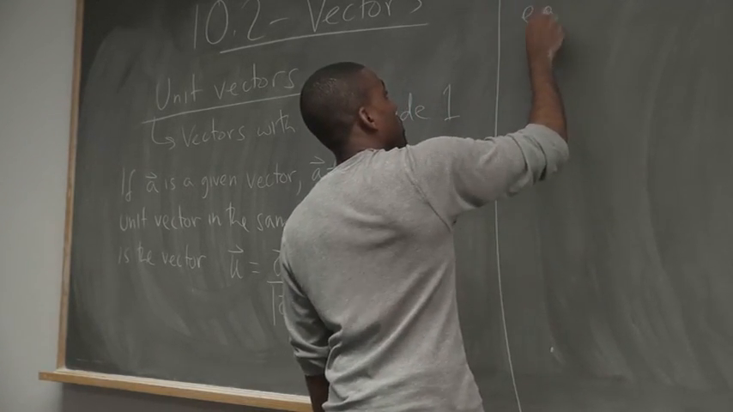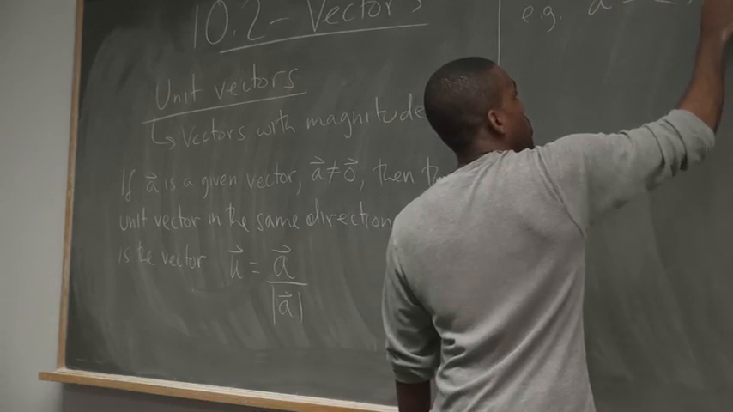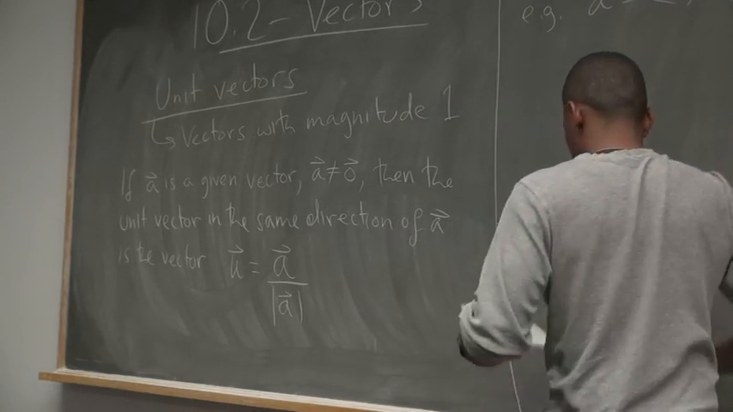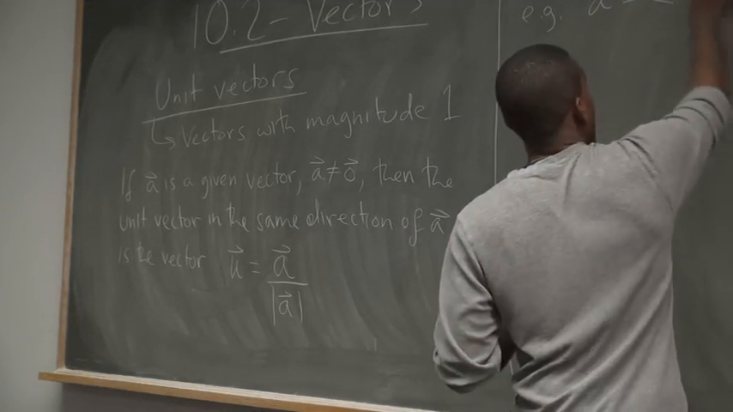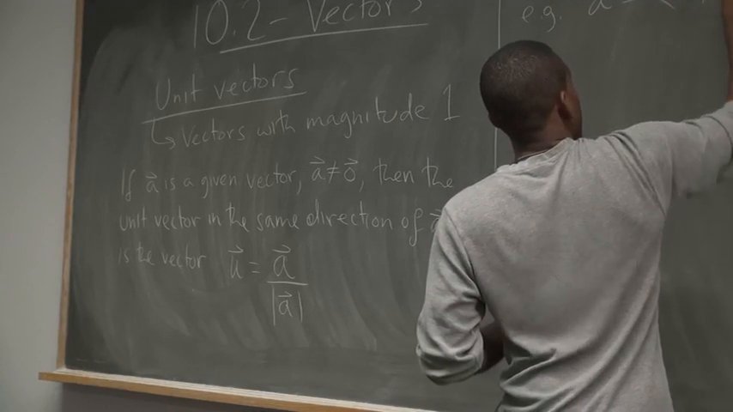So, example, A is 1, 2, 3. I made it a little bit more interesting: 2, minus 1, 3.